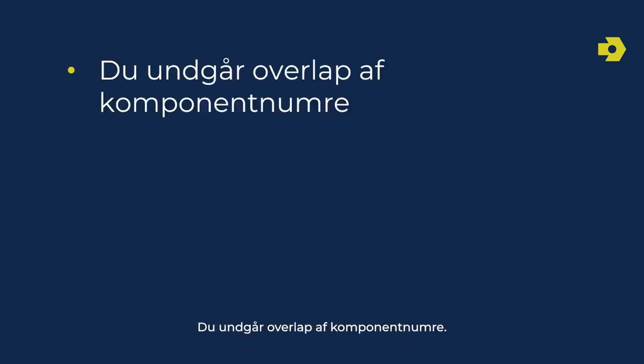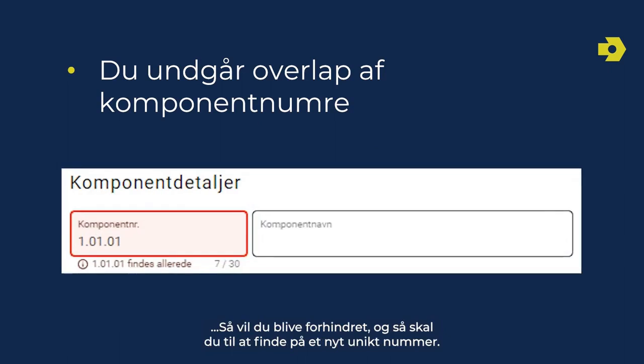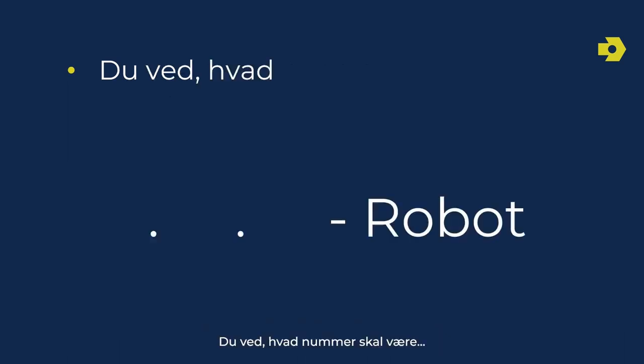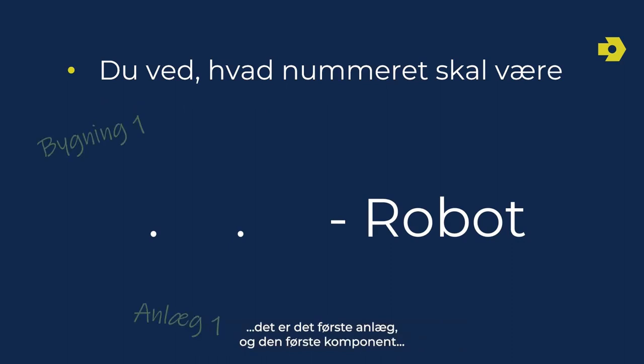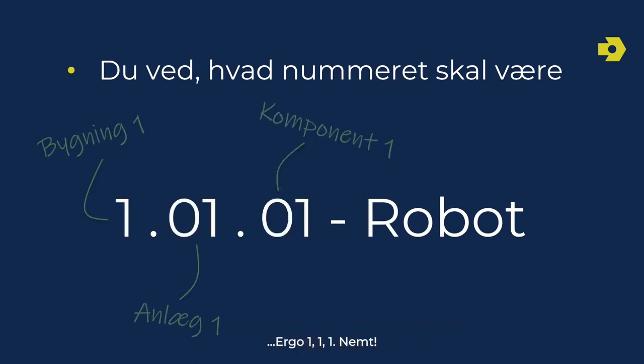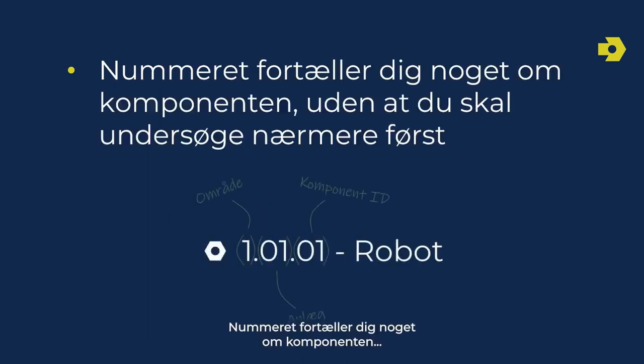You avoid overlap of component numbers, which means that if you try to assign a component number that is already assigned to another component, you will be prevented from doing so. And then you have to come up with a new, unique number. You know what the number should be. So in our example, we know the number in advance. As it is in the first building, it is the first facility, and it is the first component. Therefore, 111. Easy. The number tells you something about the component without you having to investigate further first.